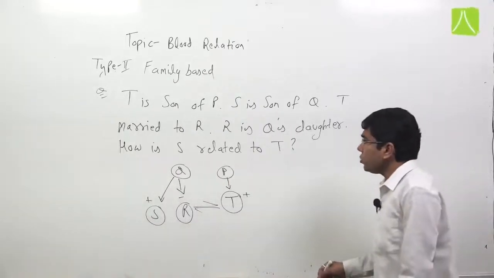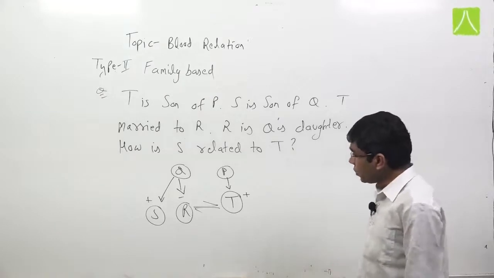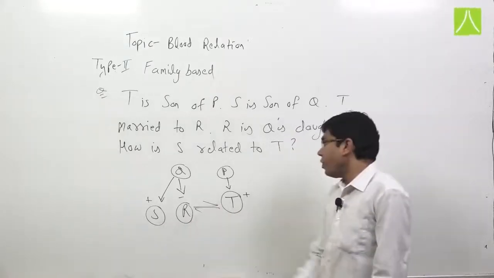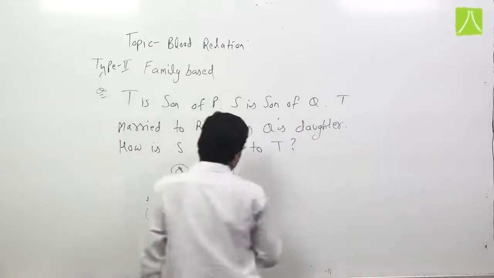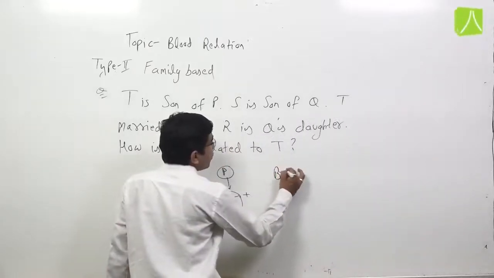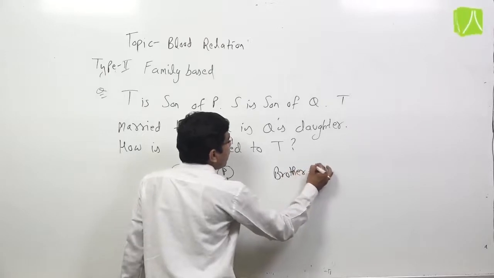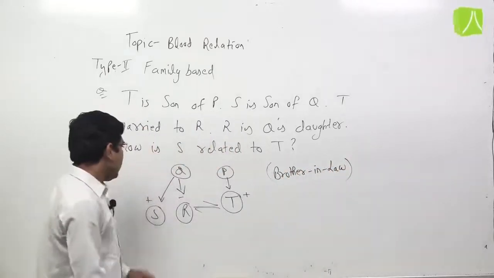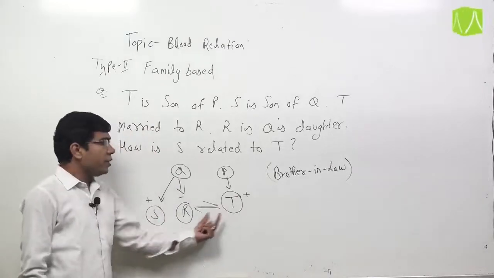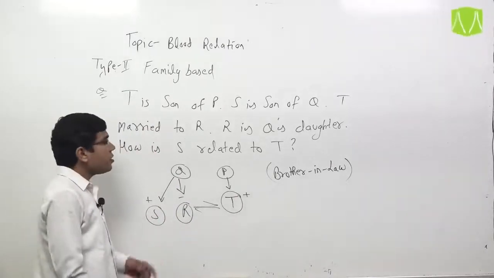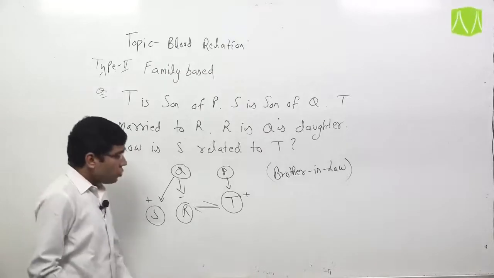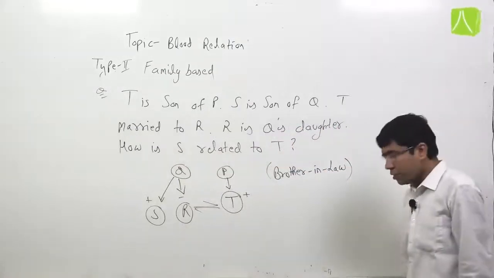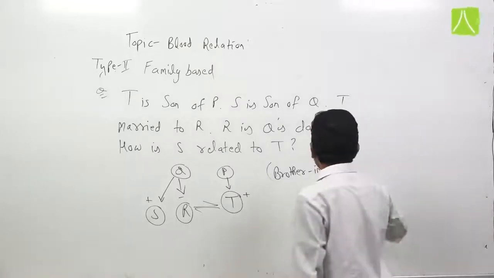Now according to the question, how is S related to T? S is the brother of the T's wife. So we can say that S is the brother-in-law of T. So this question is based on the type number 2, which is family based. Now take further examples for this type.